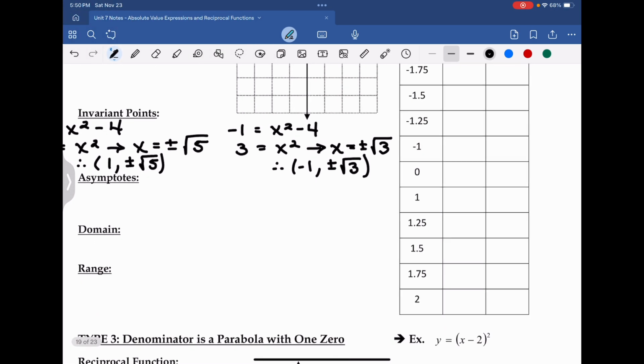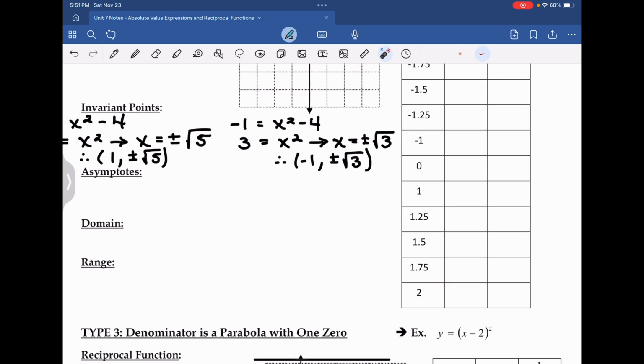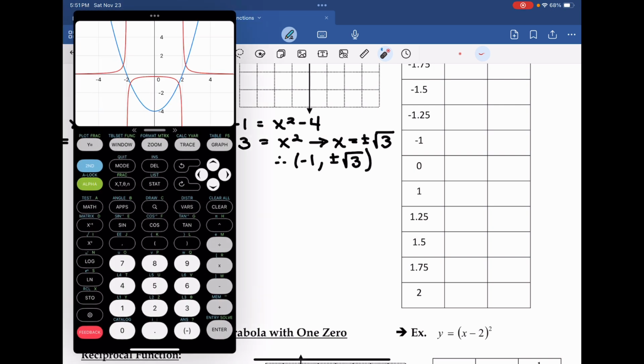And in fact, here's what we're going to say about our invariant points. There are 4 invariant points because the plus or minuses do matter. One of them is going to be 1 plus the square root of 5. The other one is 1 minus the square root of 5. And same thing for this one. So there are actually 4 invariant points that we want to make sure we list. And in fact, we could do that right now if we really wanted to.